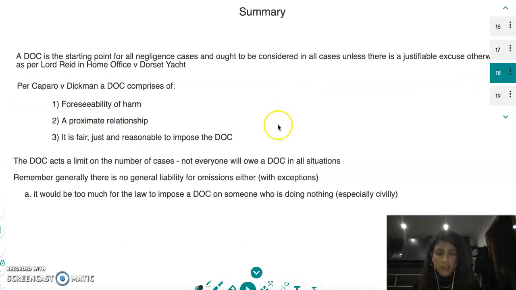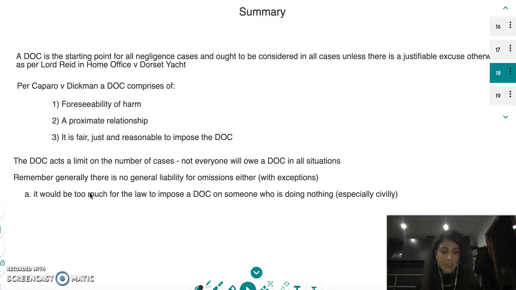So just to summarize, a duty of care is essential. It should always be considered in negligence cases unless there's a good reason otherwise. And Caparo and Dickman summarizes this as foreseeability of harm, a proximate relationship, and if it's fair, just, and reasonable to impose this duty of care. If you can answer all of those and all of these are found to be the case, then you can establish a duty of care and move on to establishing whether this duty of care can be breached.